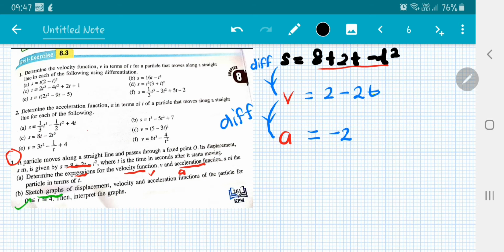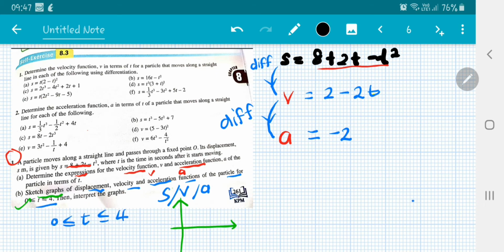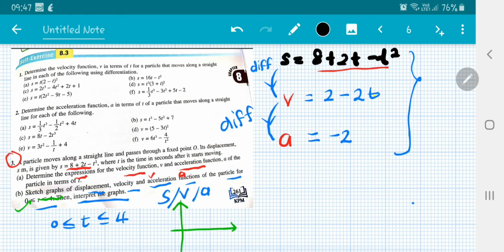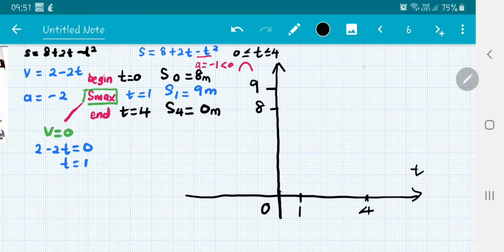Sketch the graph of displacement, velocity and acceleration function of the particle for 0 to 4 seconds. And then they ask us to interpret the graph. So we need to sketch all these graphs. Okay, let's sketch the graph. Let's sketch the displacement-time graph first.